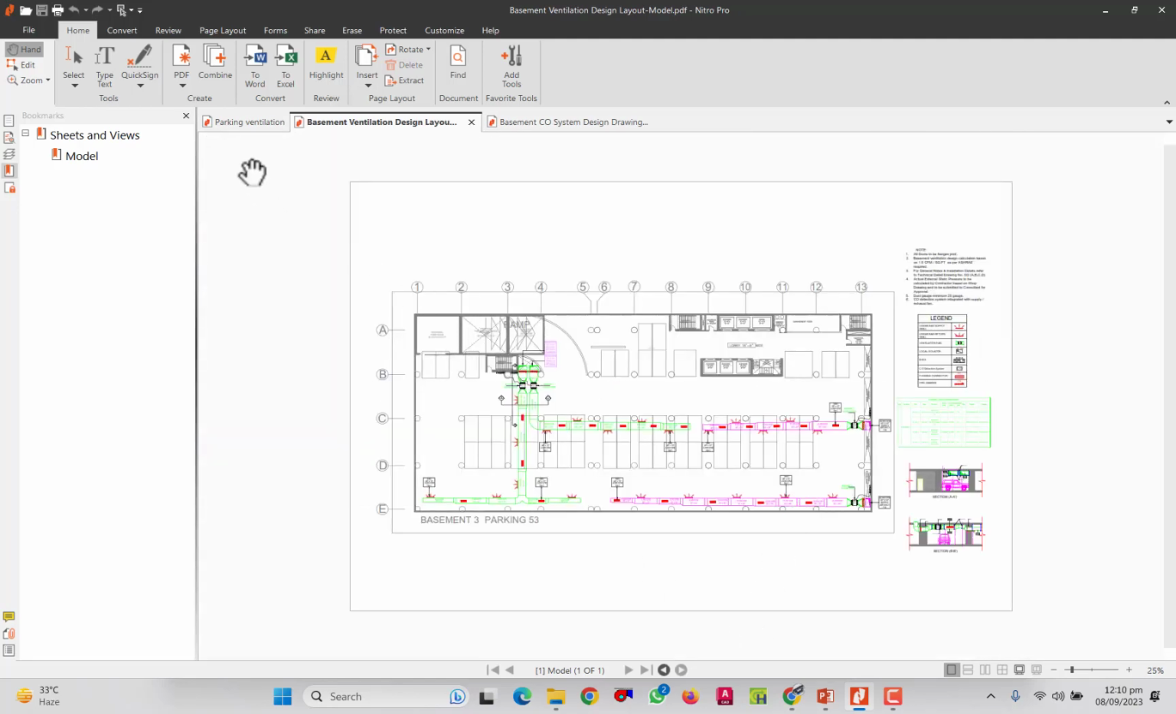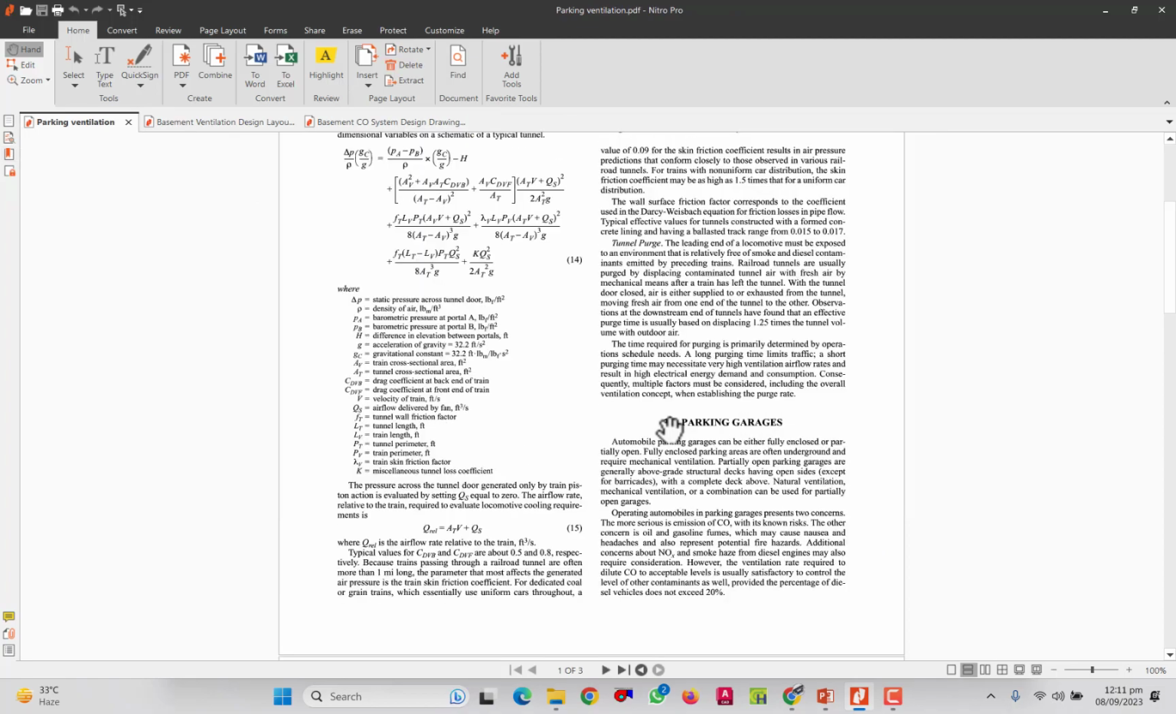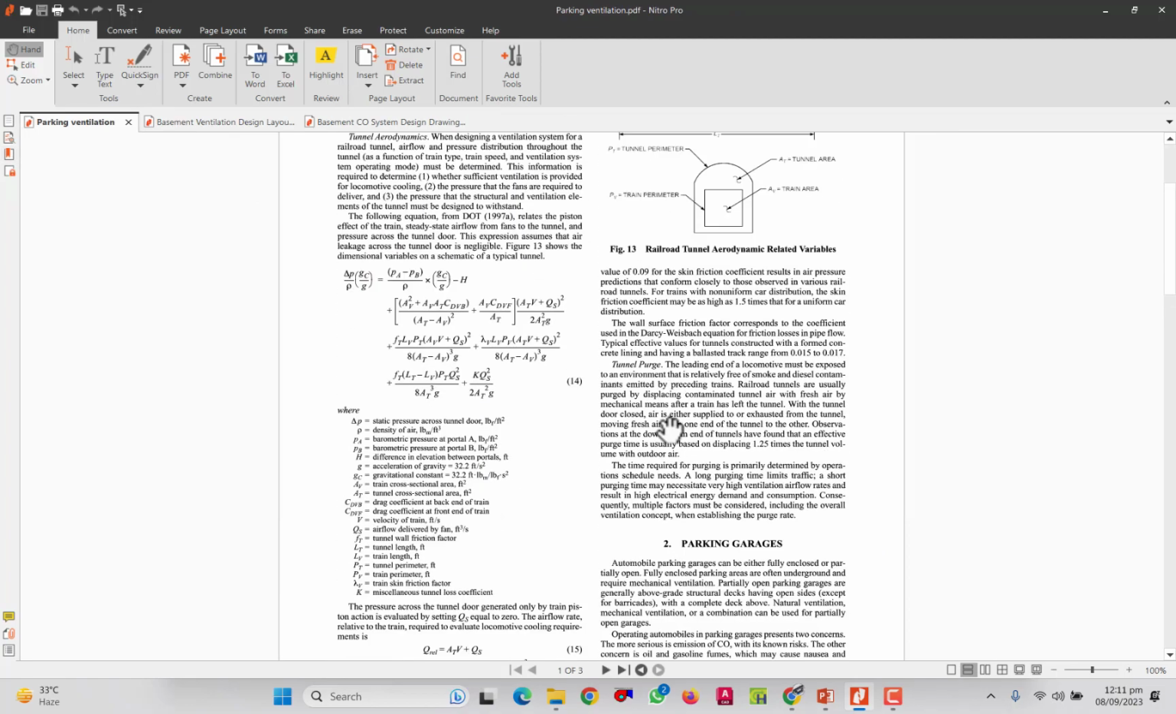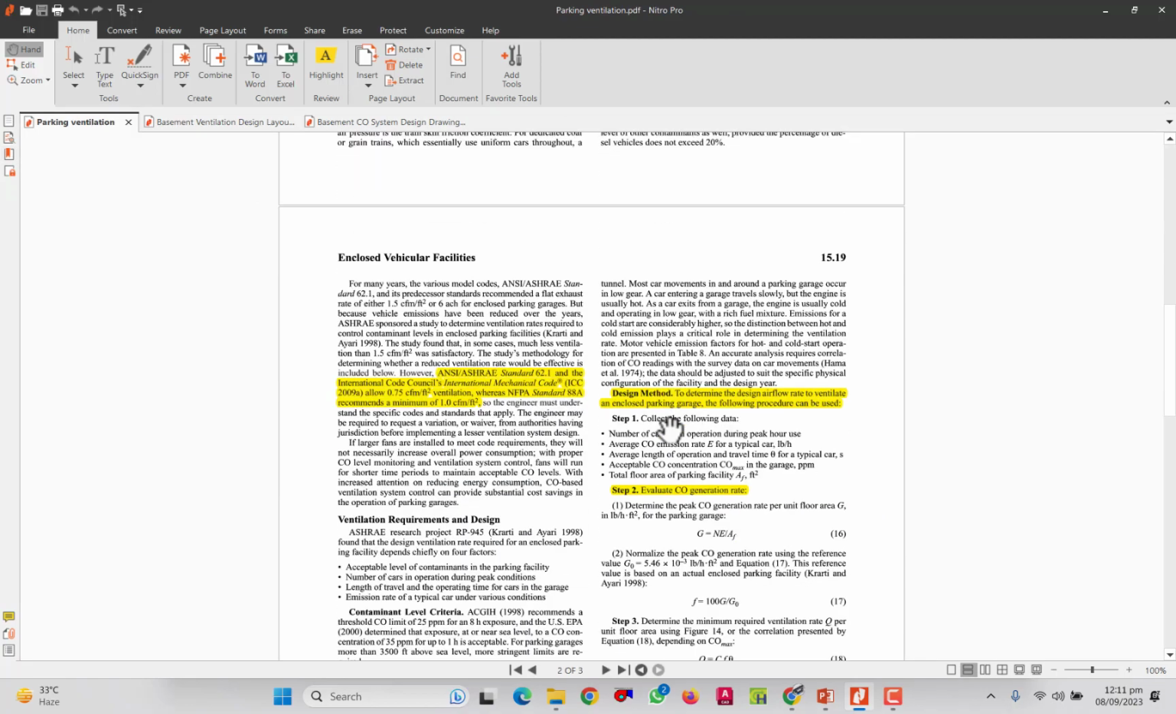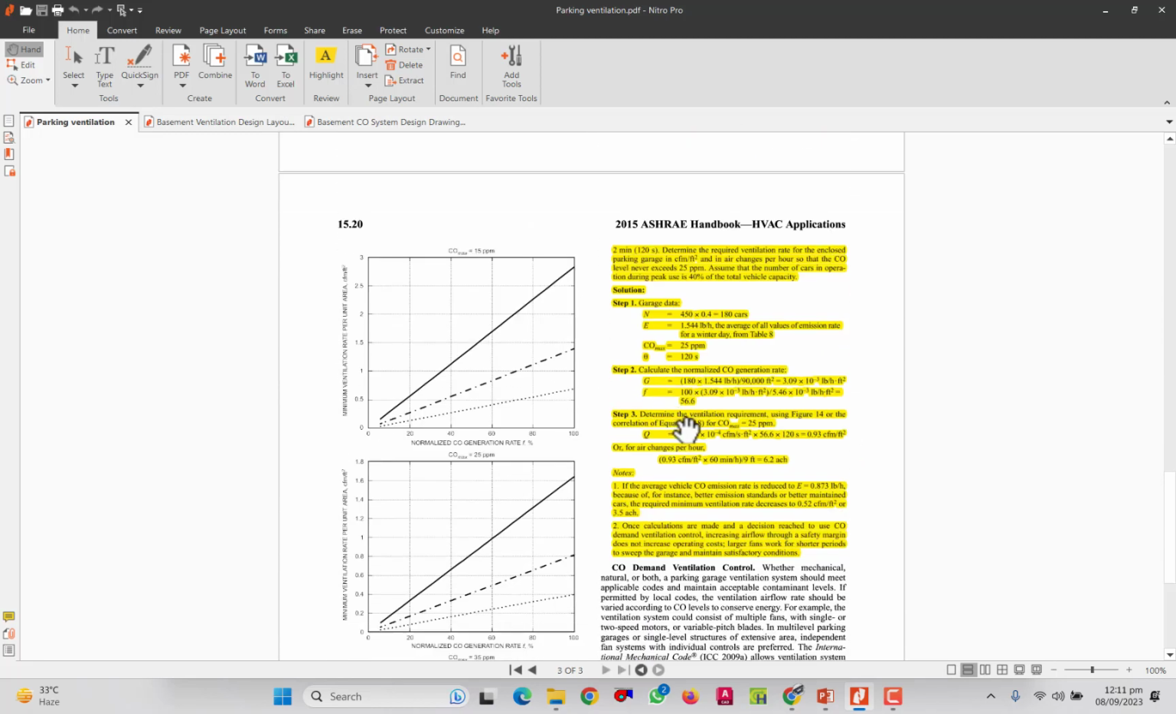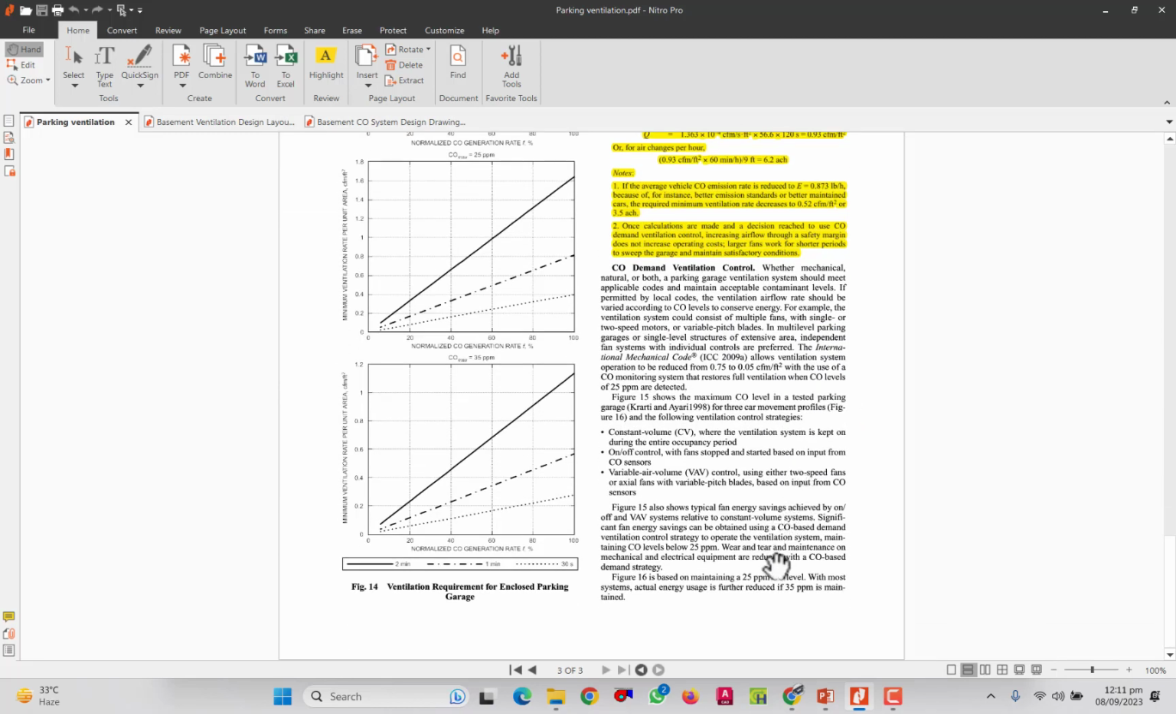Here is the ASHRAE handbook literature. I will share all these documents with you so you can read them and do it by yourself. It's not that problematic.